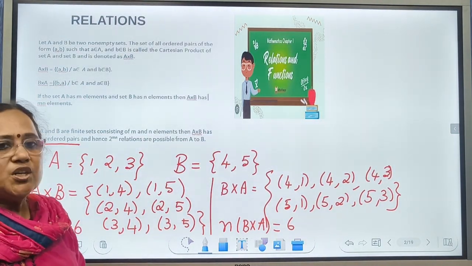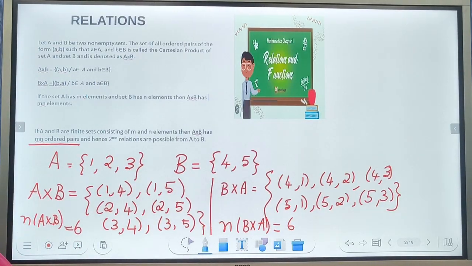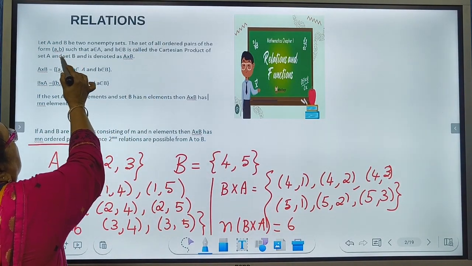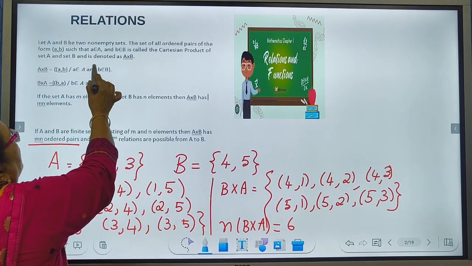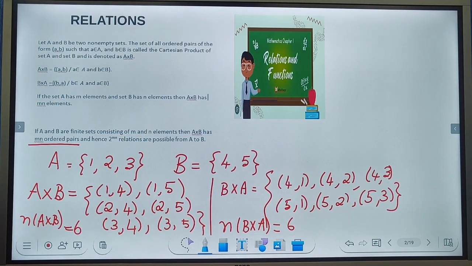Now what is a relation? A relation is a subset of A cross B. The set of all ordered pairs of the form (a, b), where a comes from capital A, b comes from capital B, is called the Cartesian product and it is denoted as A cross B. Any subset of A cross B is called a relation.